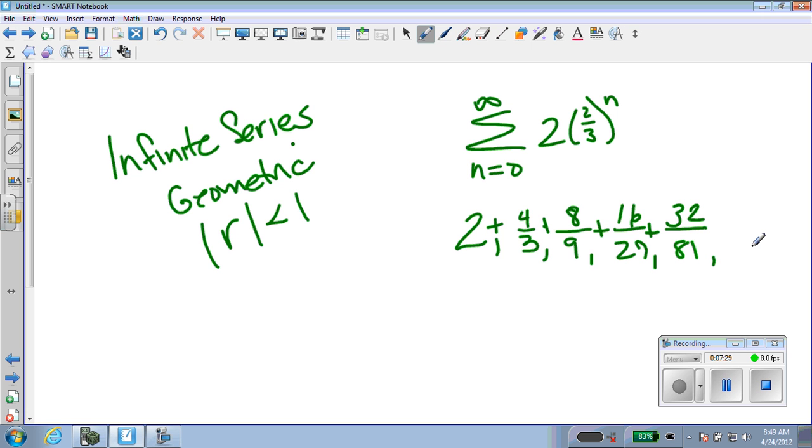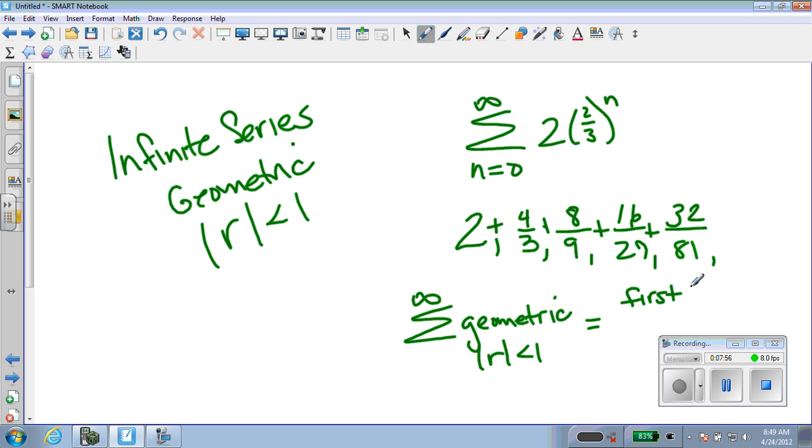And believe it or not, we can then find the sum of all the terms. There's a formula for this. So if I'm going all the way to infinity, and I have a geometric sequence with the absolute value of r less than 1, then my formula for finding the sum of all the terms is the first term divided by 1 minus the ratio.